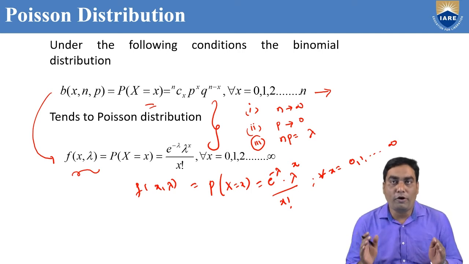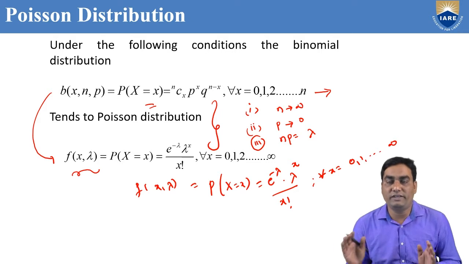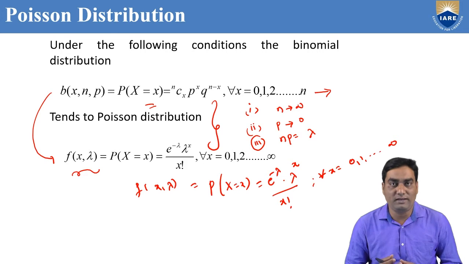Got my point? The Poisson distribution can be obtained from the binomial distribution only under three conditions. n tends to infinity, meaning n is very large, the number of trials is large, so we cannot use the binomial distribution. And p tends to 0, meaning the probability of success in a single trial is very small; again we cannot use the binomial distribution. And if we multiply n and p, we get some constant value lambda. Under these three conditions, the binomial distribution converts into the Poisson distribution.